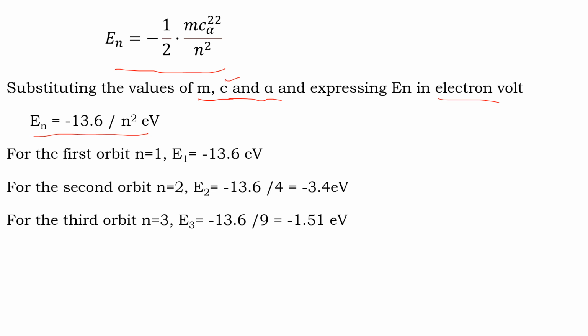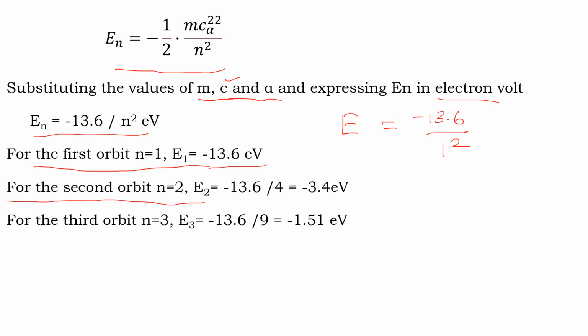For the first orbit, n is equal to 1. It means that the energy of the electron in the first orbit E1 is equal to minus 13.6 divided by 1 square. That is, E1 is equal to minus 13.6 eV. For the second orbit, that is n is equal to 2, the energy of the electron in the second orbit E2 is equal to minus 13.6 by 2 square, that is minus 13.6 by 4. It is minus 3.4 eV.